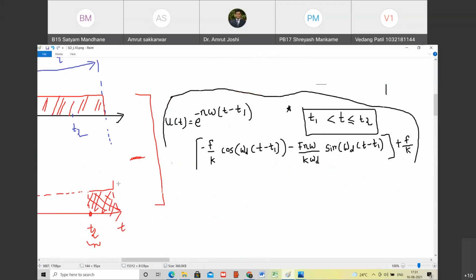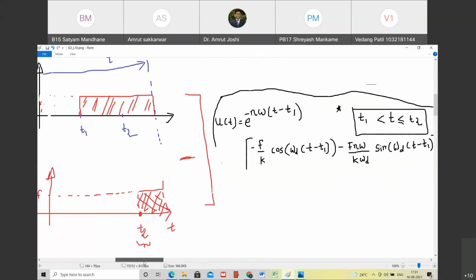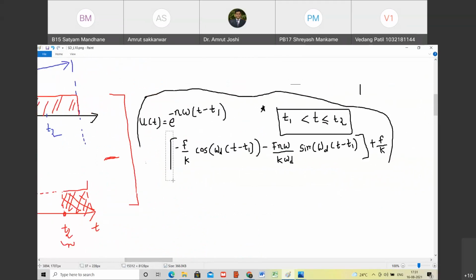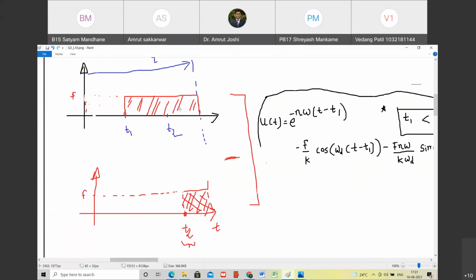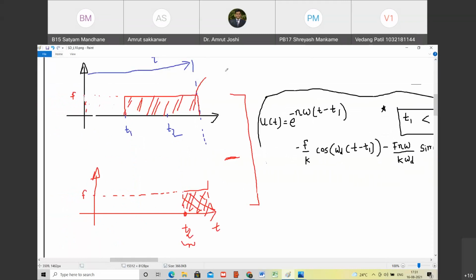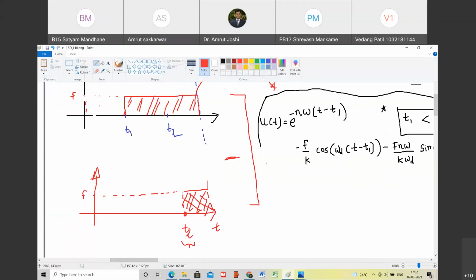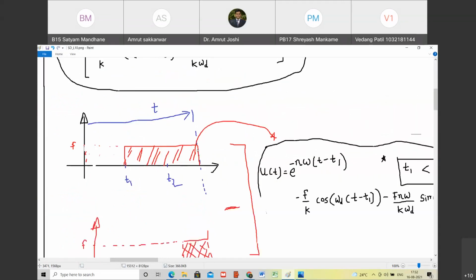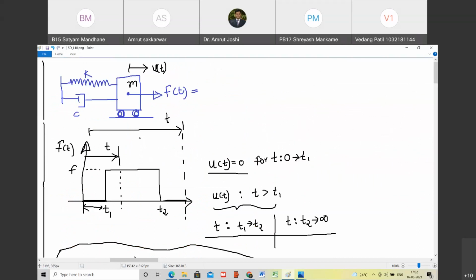Tell me, up to here this is the response for what? This was for time T1 to T2, for this loading. Do you agree with me? The response of this loading is this. So between T1 to T2 it was, but the diagram is more than T2. No, I am considering the second case now. Okay, sir.